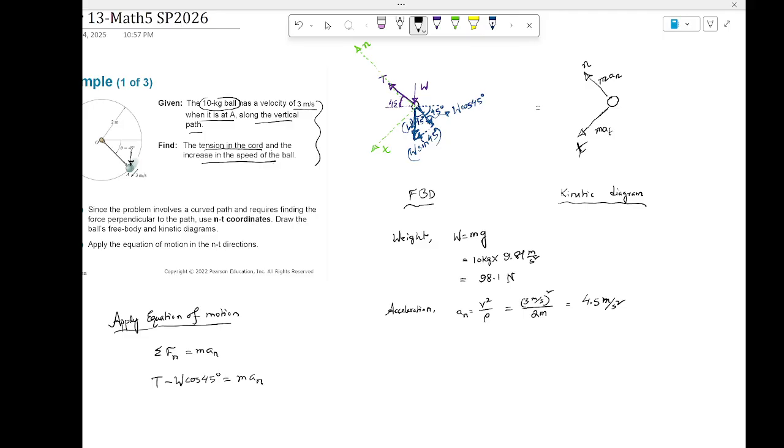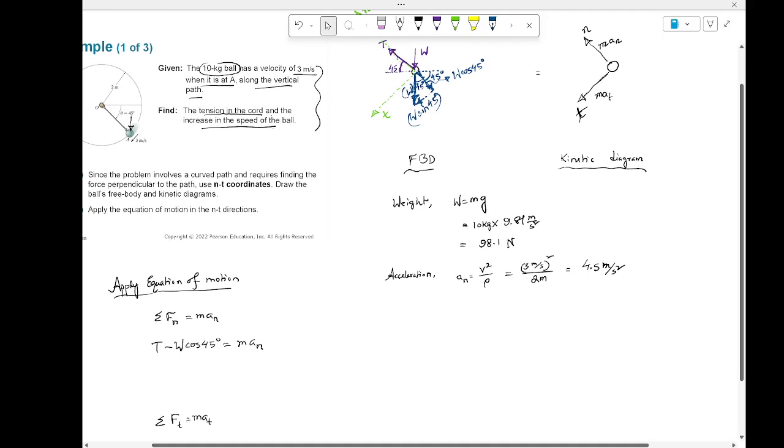Does it make sense? So you always do that. And then you're going to solve this to find the value of the tension T, right? And you see, the question has two parts. The question asks you to find the tension and the acceleration.